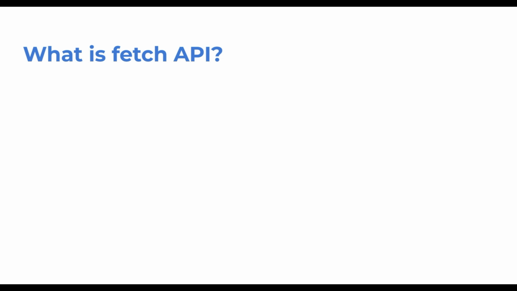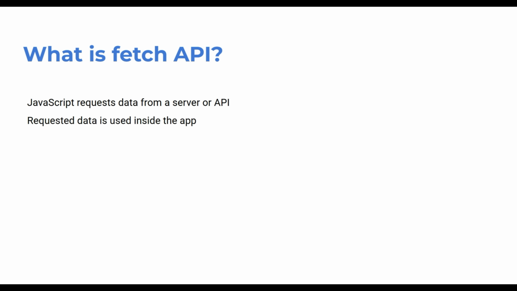So today we'll work on the People in Space project using the Fetch API. The Fetch API is a way for JavaScript to request data from another place, like a server or an API, and then use that data in your app.